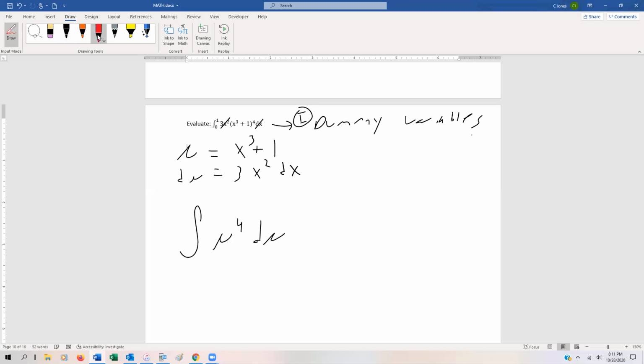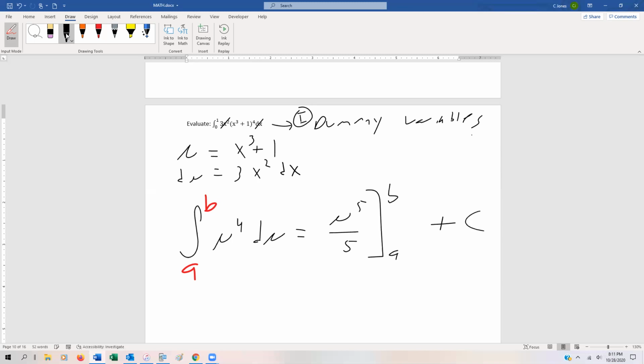And what we're going to do is have these dummy variables, which I'm going to call a and b. Now, a and b are just real numbers. We don't know what they are, but they just hold the place until we get back. So now we're going to add 1 to the exponent and do the antiderivative.